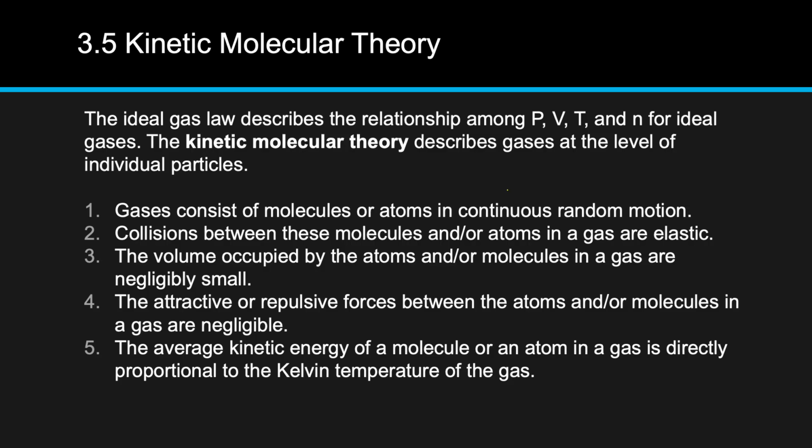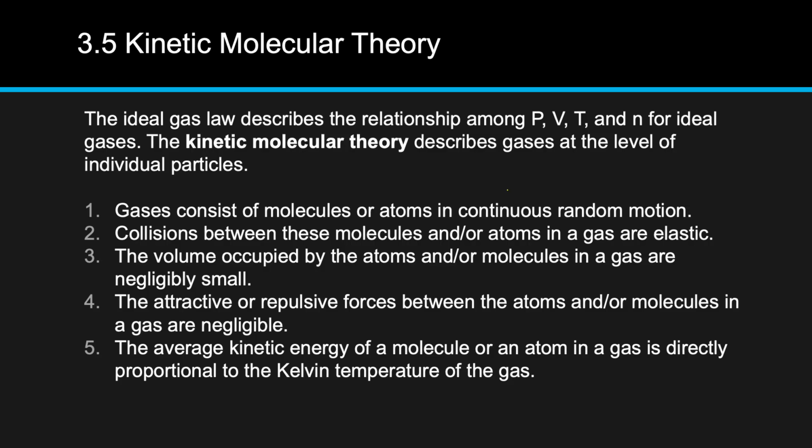The ideal gas law describes the relationship among pressure, volume, temperature, and moles for an ideal gas. The kinetic molecular theory describes gases at the level of individual particles. The kinetic molecular theory essentially has 5 main points. Number 1 says that gases consist of molecules or atoms in continuous random motion. Number 2 says collisions between these molecules or atoms in a gas are elastic, which means those molecules are not gaining or losing energy when they collide with one another.